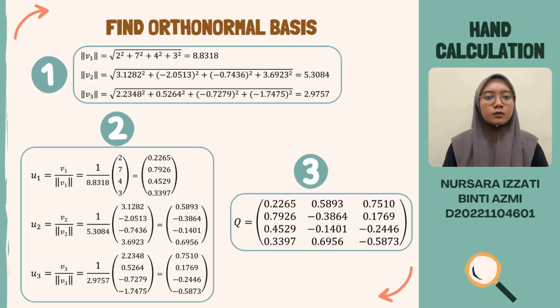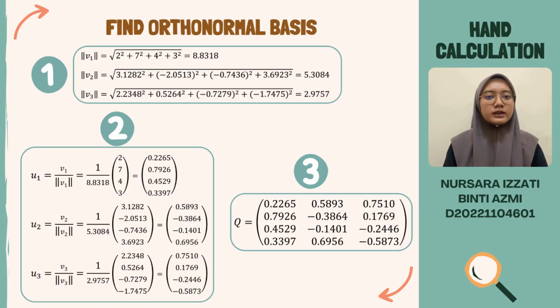To find the orthonormal vectors, first we must find the norm, also called the magnitude or length. The formula for the norm of a vector is the square root of the sum of the squares of its components. First, we calculate the norm of v1. We take the square root of the sum of its components squared. This gives us 8.8318. Next, we find the norm of v2 using the same technique as v1, resulting in a norm of 5.3084. We calculate the norm of v3. This calculation gives us a norm of 2.9757.